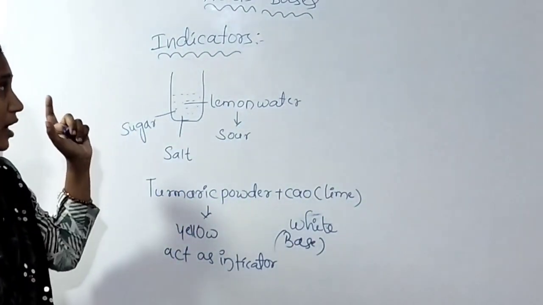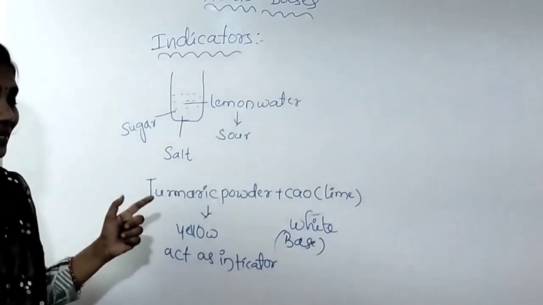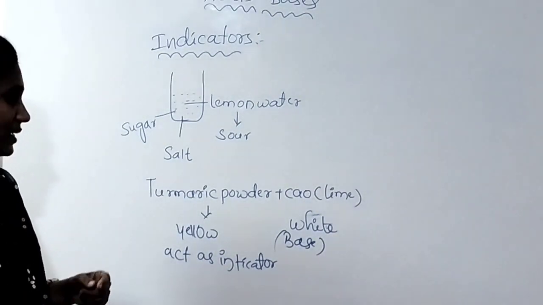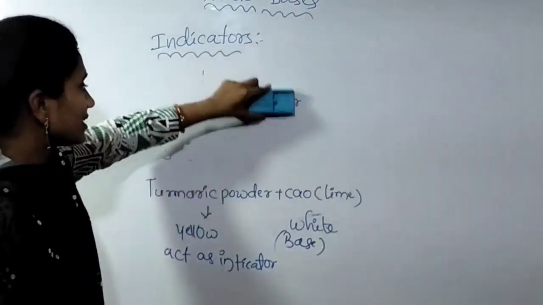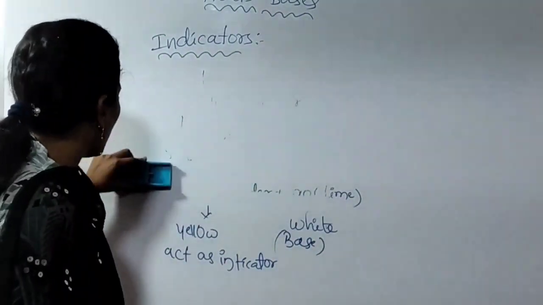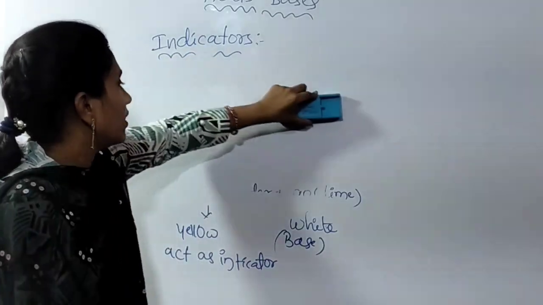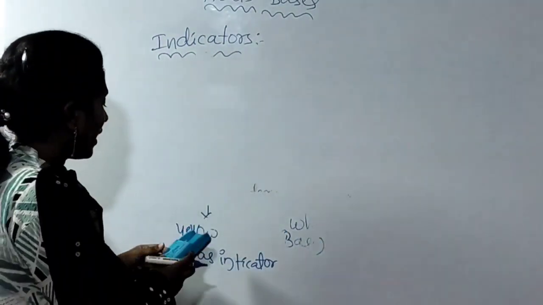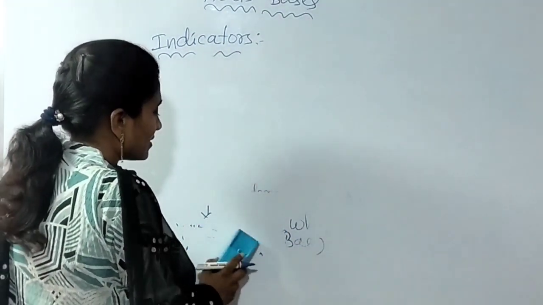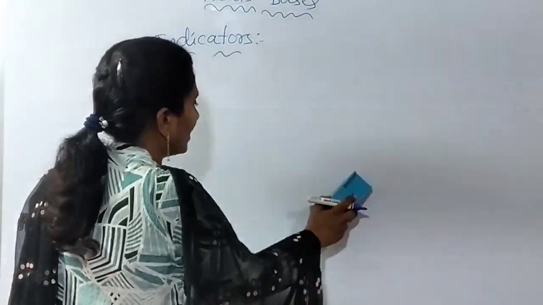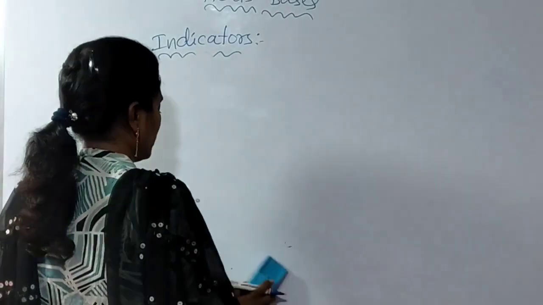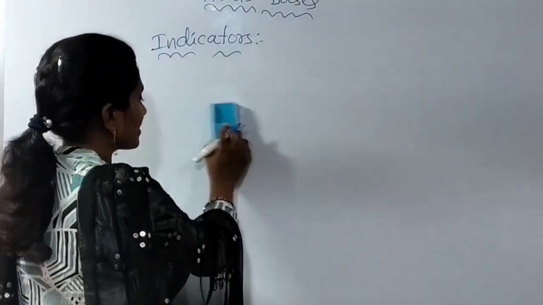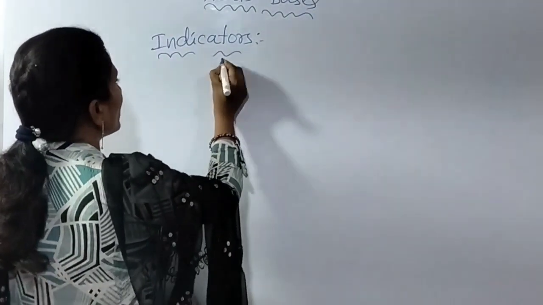Then what kinds of indicators are there? How many types of indicators are there? Let us see. I have told you there are two types of indicators in this lesson. Then what are they? How do these two indicators help us to find out the nature of the substances? I hope you understand this class till now. Now please concentrate.